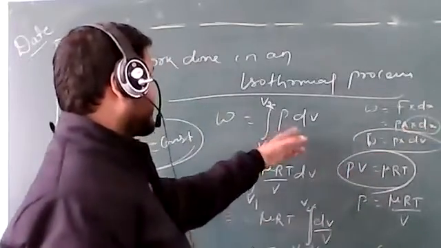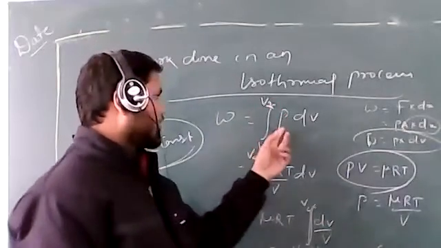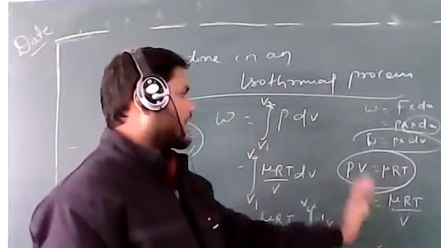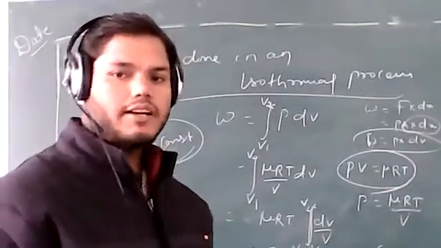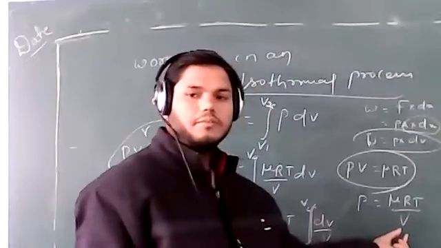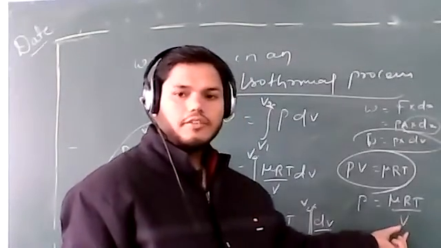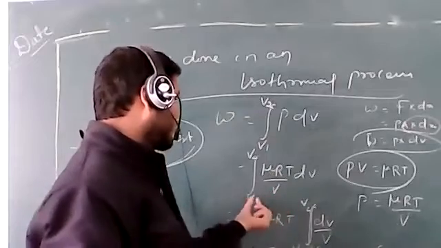So you just take the PdV, varying from V1 to V2. Then what will happen? You know that PV equal to nRT, or μRT. So P equal to μRT upon V. So in place of P, you can write μRT upon V, from V1 to V2.